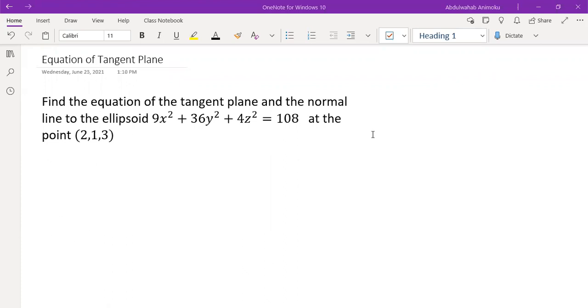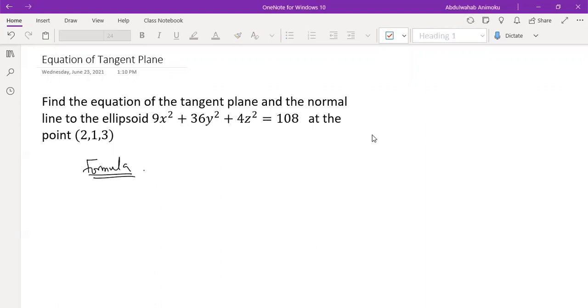And in today's video, we're going to look at how to find the equation of the tangent plane and the normal line to the ellipsoid, or the normal line to a surface at a particular point, in this case 2, 1, 3. Now, how do we solve such kind of problem? How to find the equation of the tangent plane? Now, let's just lay out the formulas that allow us to do this.